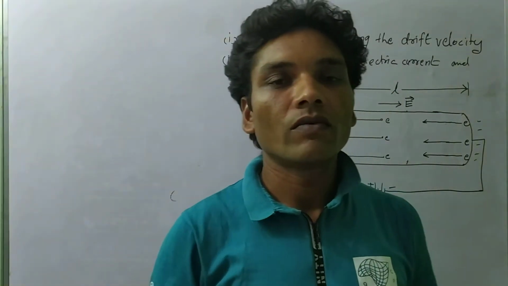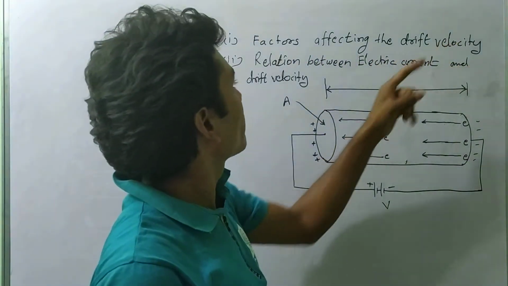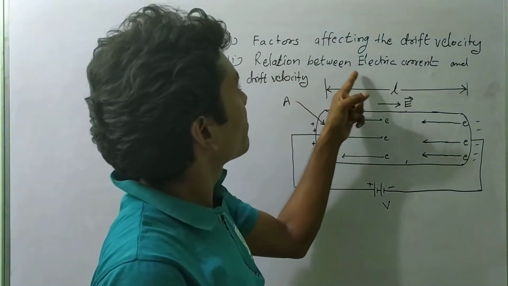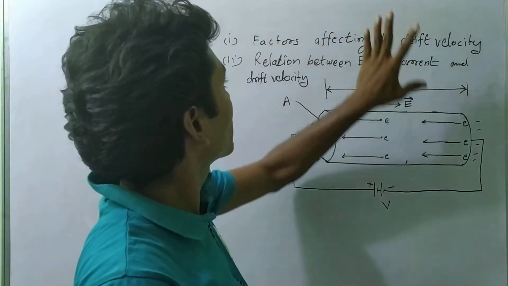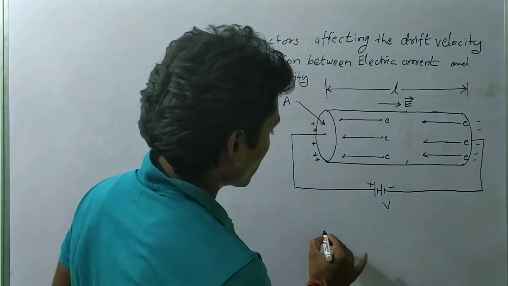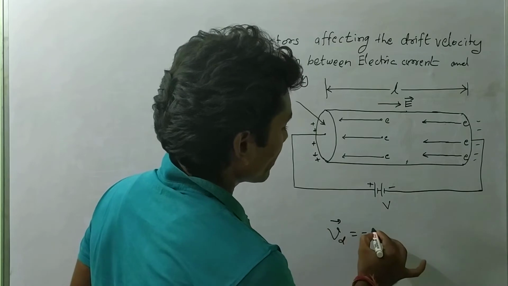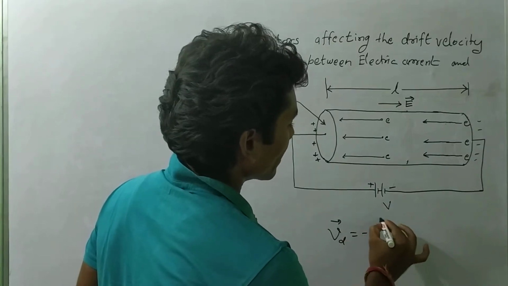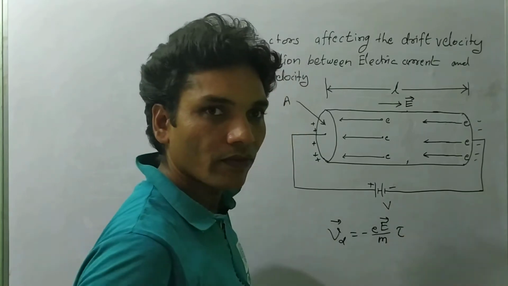Students, in this video we will learn about two points: factors affecting the drift velocity, and second, the relation between electric current and drift velocity. First of all, the first point, factors affecting the drift velocity. You know the expression of drift velocity is Vd equals minus eE upon m tau.